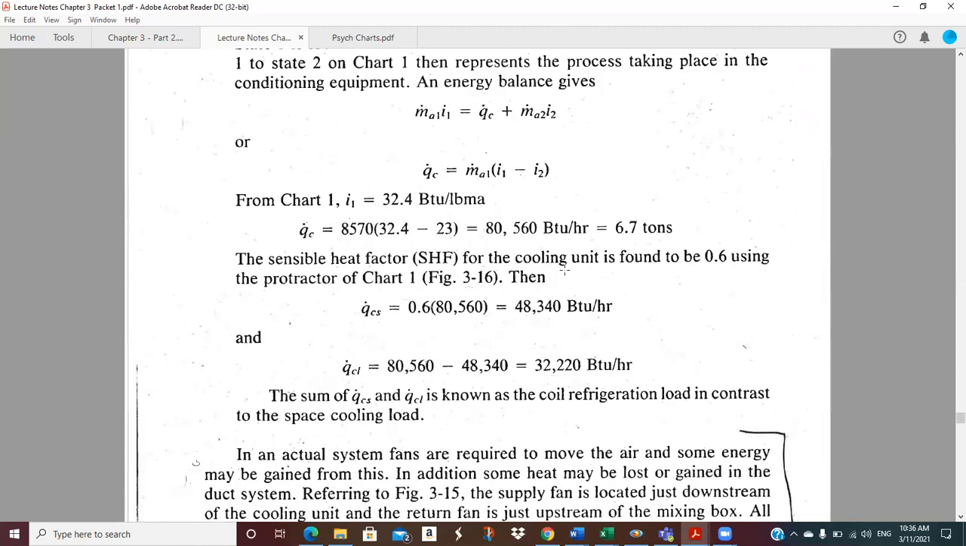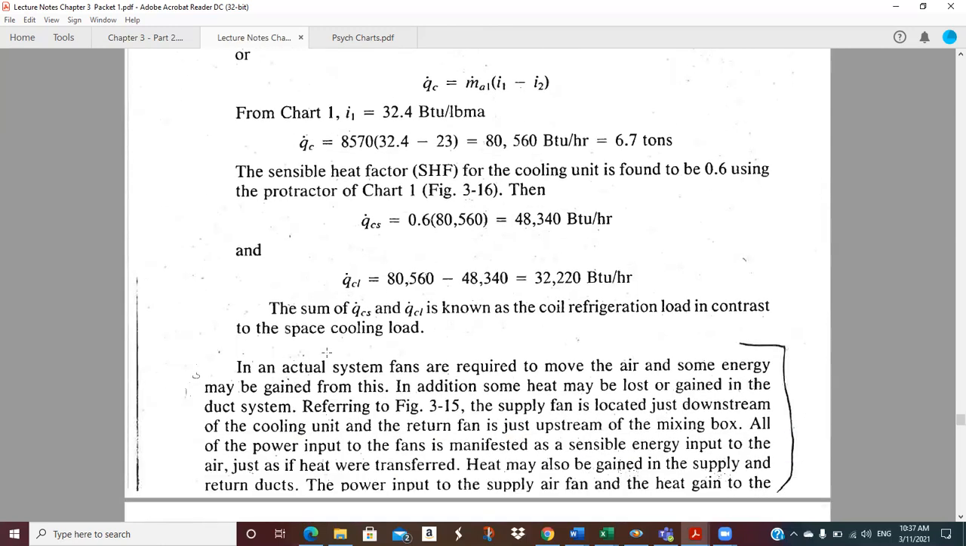Okay, so the sensible heat factor for the cooling unit or coil is found to be 0.6 using the protractor. So if this 80,560 BTUs an hour is my total load, my sensible portion of it is 6 tenths, or 48,340, and my latent load is the rest, which is 32,220.